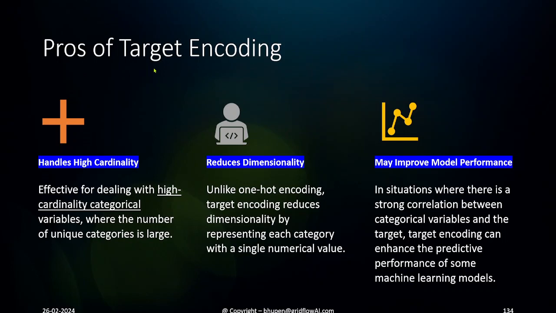So the advantage of target encoding is it is very good when you have high dimensionality, or a categorical column which has a large number of values, and it reduces the dimensionality. Like in one hot encoding, if you have 100 categorical values, then you're going to get 100 additional columns, which is not so in target encoding. So this may improve the model performance.